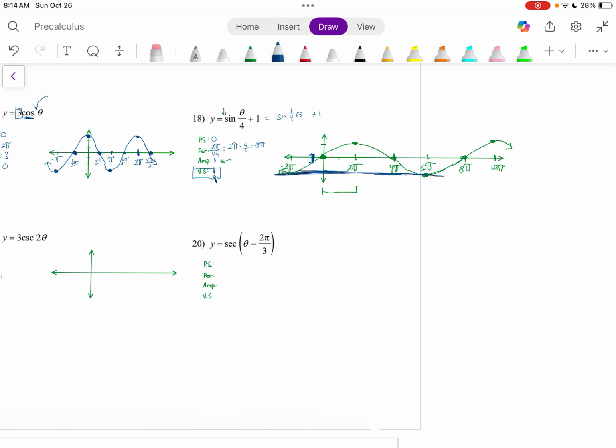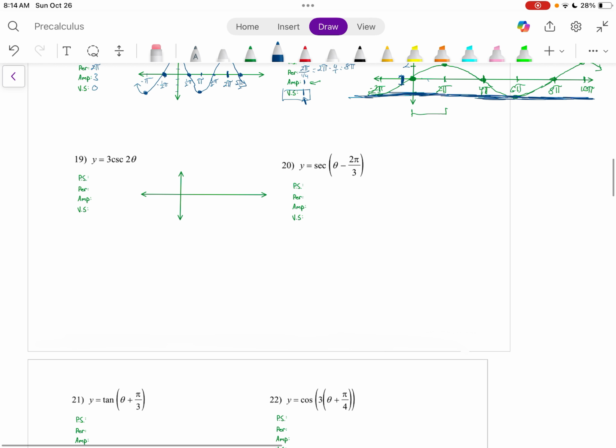So here's my x-axis. So if you use your pencil or a pen and bold that to show that's actually your x-axis, which means this is 2. And so there is the graph of y equals sine of pi over 4 plus 1.